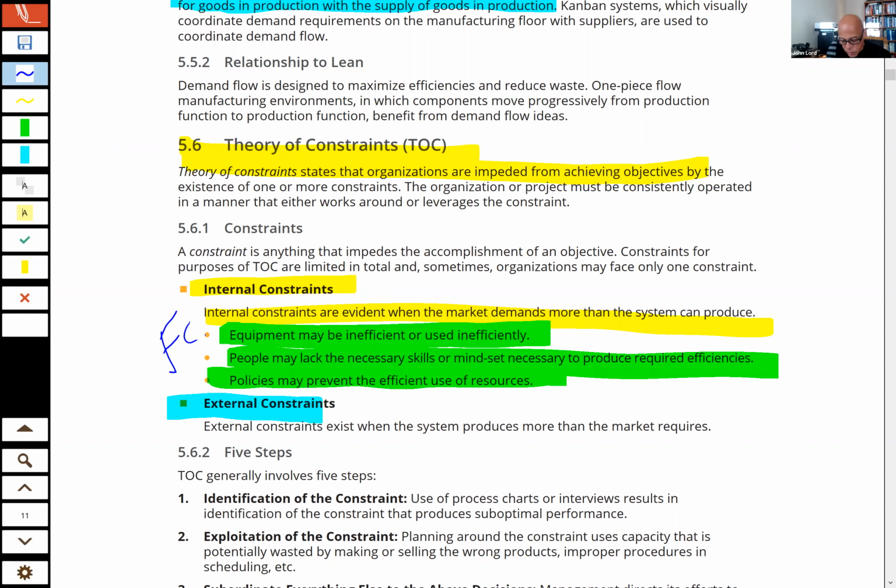External constraints exist when the system produces more than the market requires. Okay, I get that, kind of. And the question to me would be, well, then just cut back production. I mean, just don't produce as much stuff as what the market requires. I don't quite get what they want us to do about this.